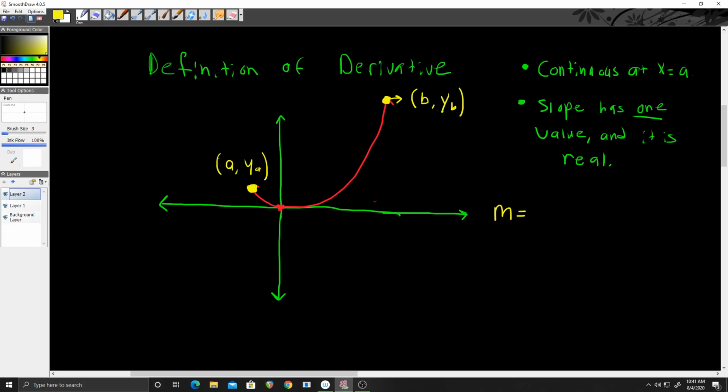Just from Algebra 1, the formula is y2 minus y1 over x2 minus x1. And just for simplicity's sake, let's change the names of these to match our little formula. We're going to call this x2, y2, x1, y1. There we go. Now everything looks good. So this is just the good old algebra slope, which means slope between 2 points.